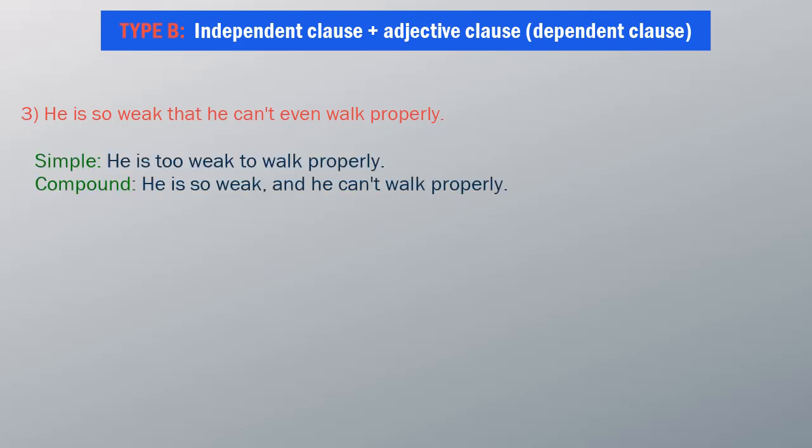Look at the example. He is too weak to walk properly. Here you have to use the verb in the dependent clause. What is the verb? Walk. He is too weak to walk properly. That's all you have to do. Compound sentence: he is so weak and he can't even walk properly. Two independent clauses. Okay, let me show you one more example where such is the structure.